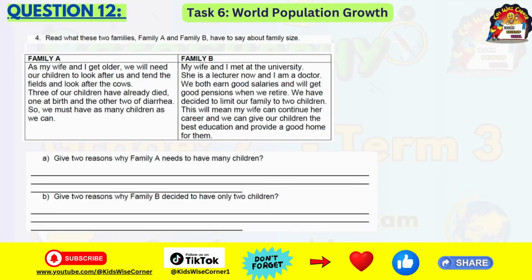Question A. Give 2 reasons why family A needs to have more children. So family A needs more children because they need children for work and support in old age.